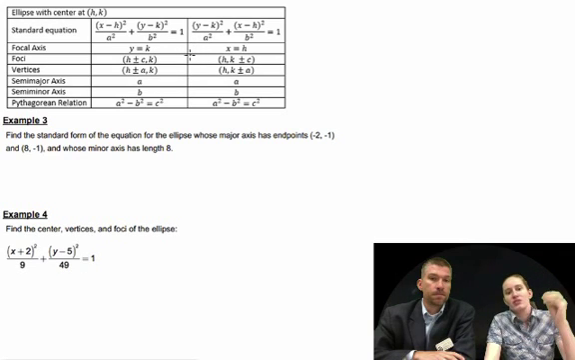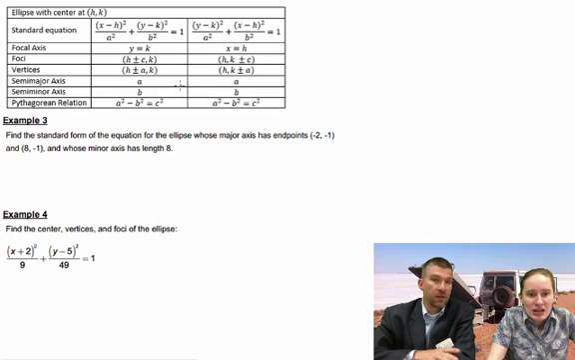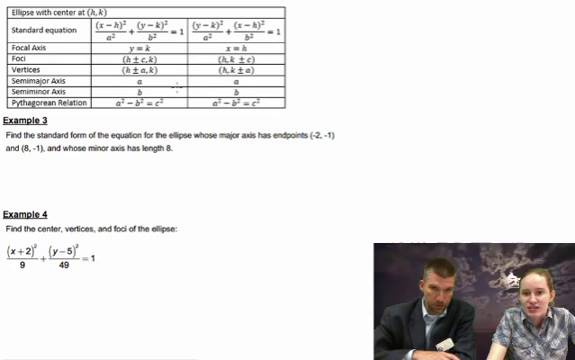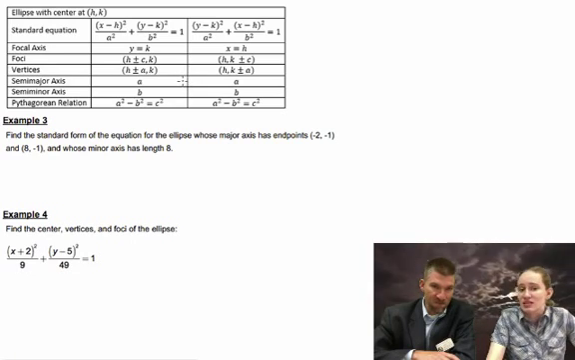So we're going to use this, and again, the only difference between these is which is the bigger number: is it under x or is it underneath y? So the same rules apply as what we did on the first slide. Find the standard form of the equation for the ellipse whose major axis has endpoints (-2, -1) and (8, -1), and whose minor axis has length 8.